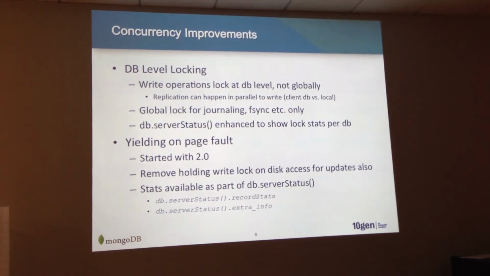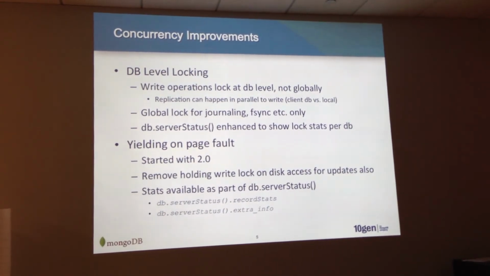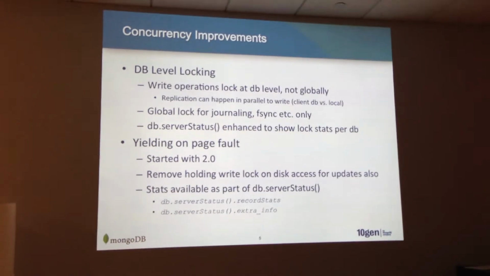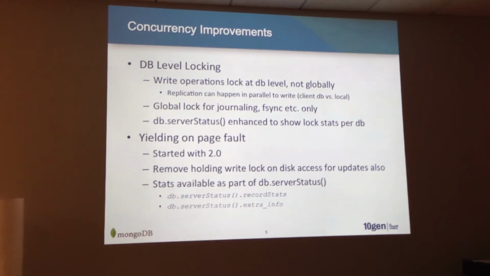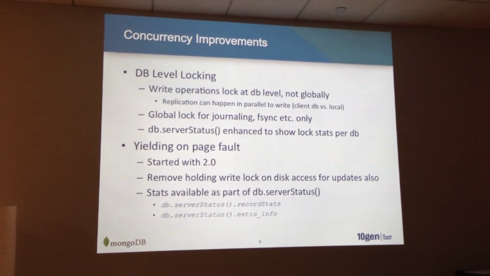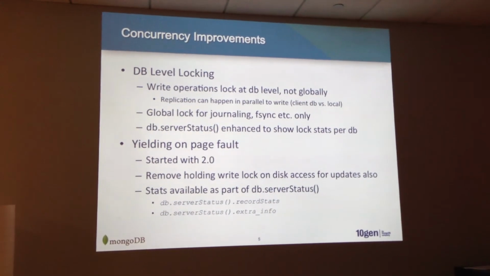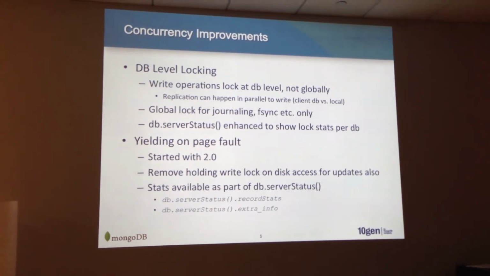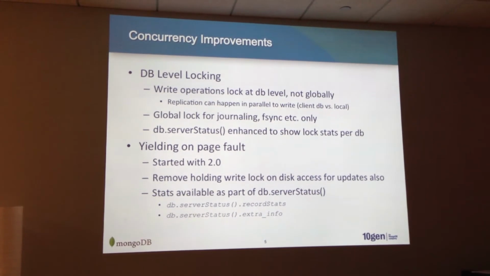With 2.0, we introduced the concept of yielding. What yielding does is that when Mongo realizes that it's going to page fault, meaning that you got the write lock, it's doing a write, but the data is not in RAM, it will give the lock back. So if you consider this, most of the problem is gone. And actually, if you look at benchmarks, with 2.0, the read performance stays pretty much constant, even if the write load is increasing.